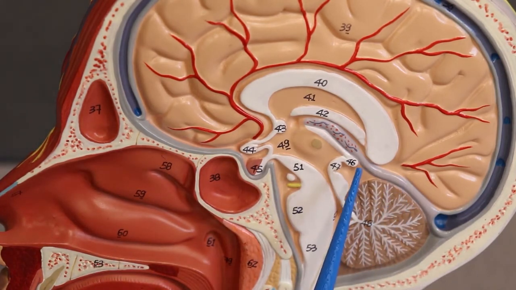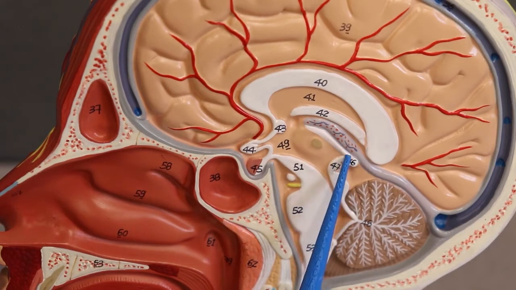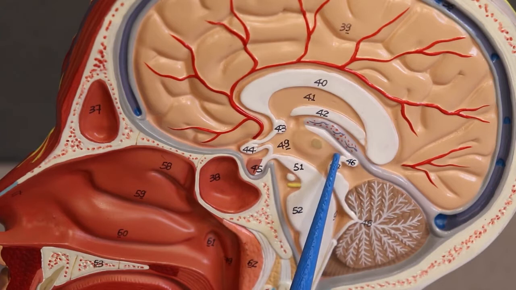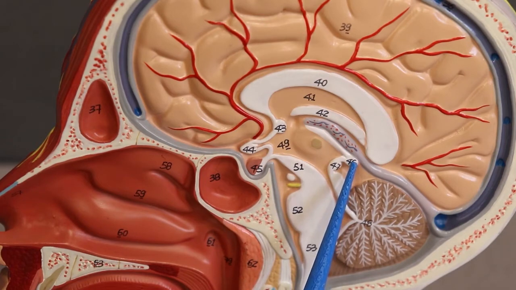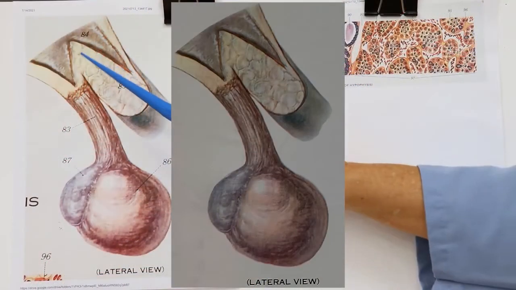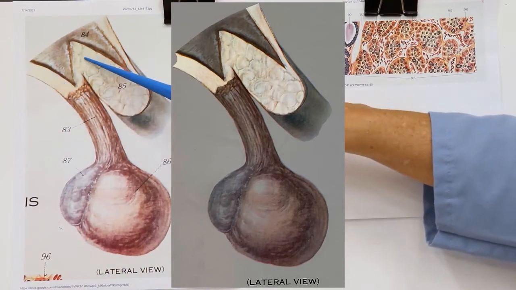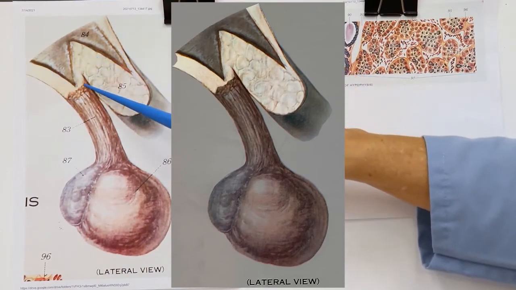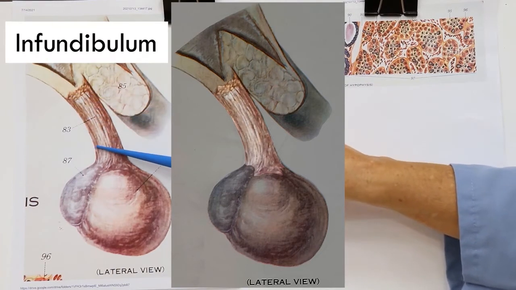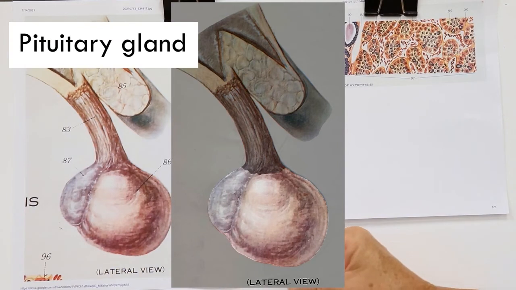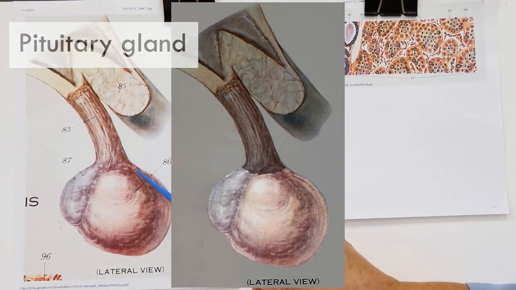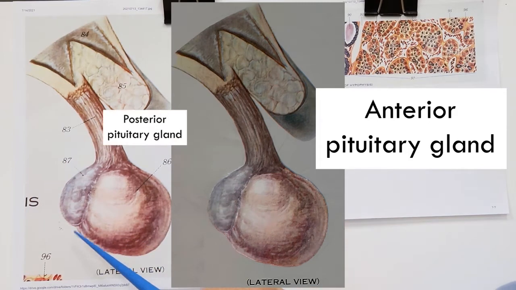Take a look posteriorly here, and we have the pineal gland. The pineal gland hangs off of the epithalamus or the posterior aspect of the diencephalon. So that would be the pineal gland right here. So the hypothalamus, again, roughly shaped like a W, gives rise to the infundibulum, and then the infundibulum has the pituitary gland hanging from it, and the pituitary gland has an anterior portion and a posterior portion.